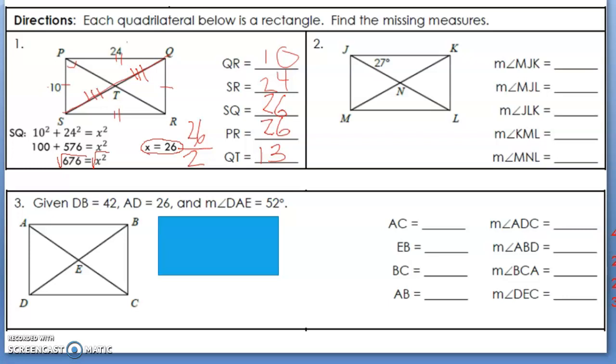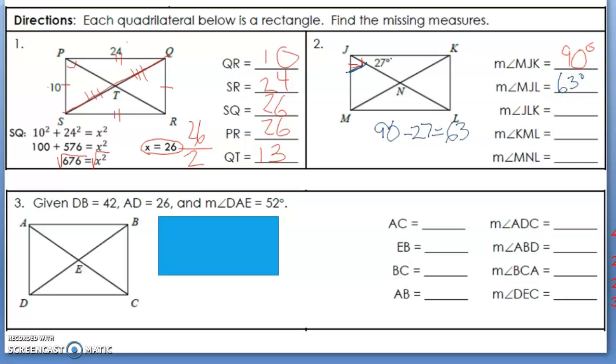Alrighty, moving on. Number 2. This time you're going to notice we have angles involved, and that's all we're solving for is angles. Angle MJK is the whole angle, and because it's the whole corner angle of the rectangle, it is 90 degrees. MJL is really this angle right here, just the bottom half. If we know the right side's 27, the whole thing's 90, we can take 90 minus 27, and we're left with 63 degrees. So angle MJL is 63 degrees.